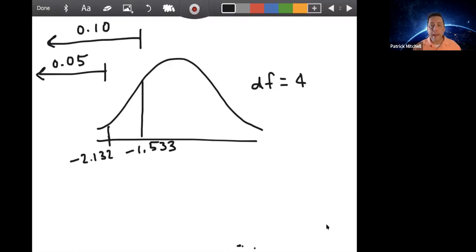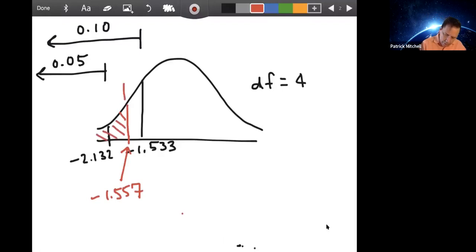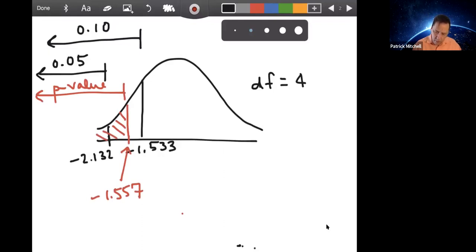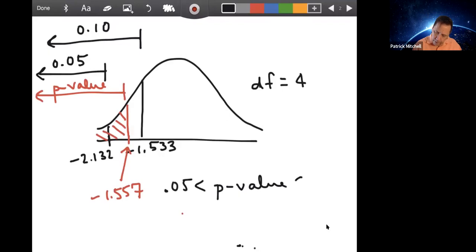Okay. So our calculated t-value is negative 1.557. Since that t-score lies between the 2 that are in the table, that means, and remember the p-value is this area here. So that means that my p-value is somewhere between 0.05 and 0.10. Okay. And that's the best we're going to do with the table. But the advantage of technology is that it will give you a more precise value. So let's look at that next.